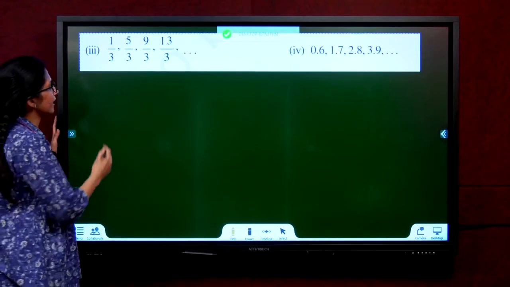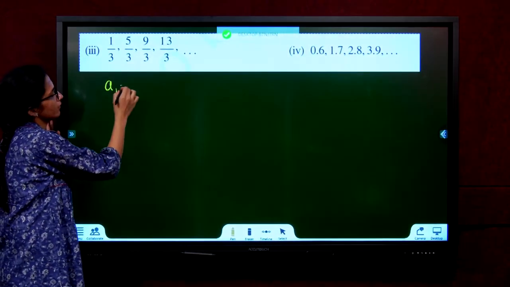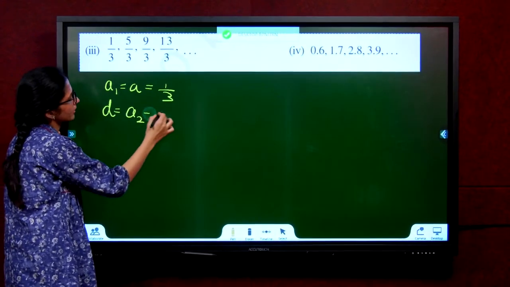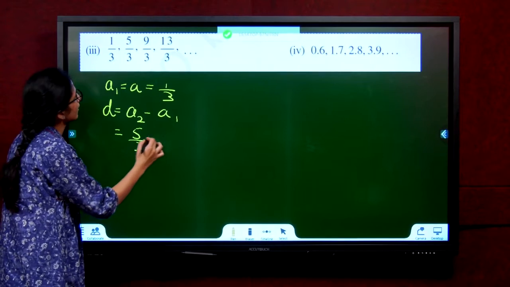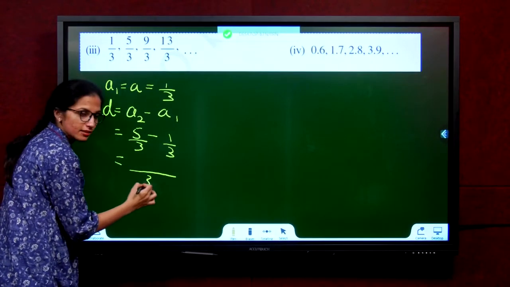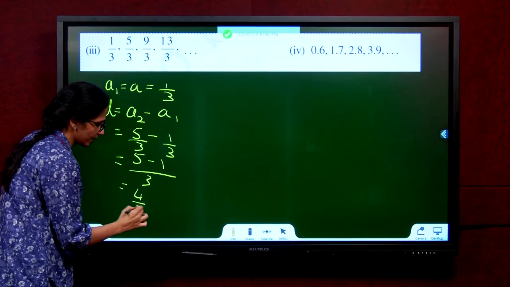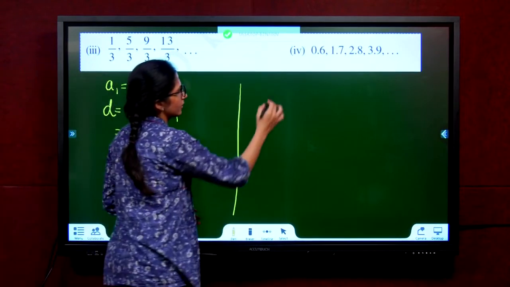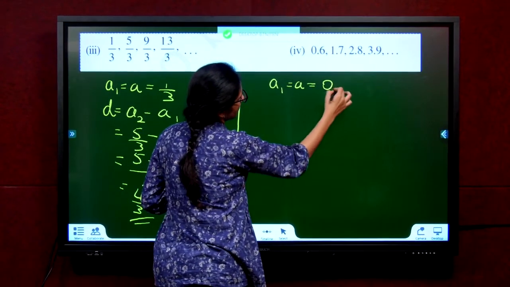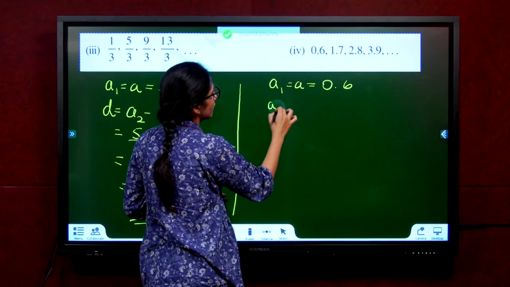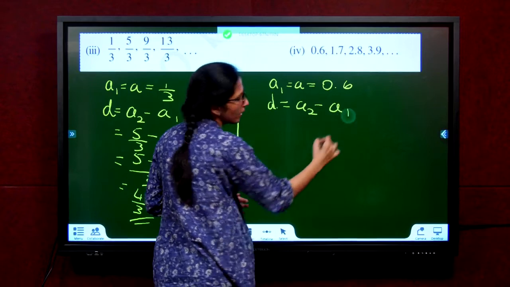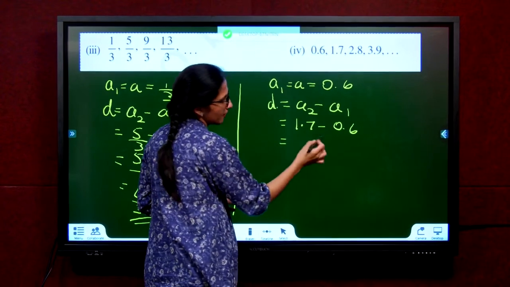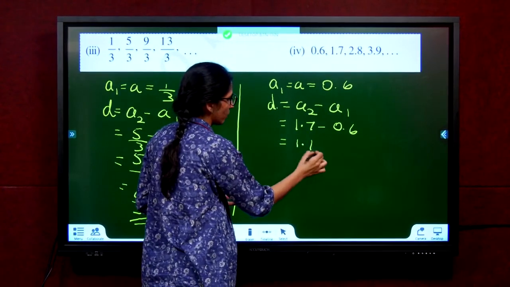Same type, it is given as it is an AP, so just find the first term, A1 or A, it's 1 by 3. Next you have D, which is A2 minus A1. A2 is 5 by 3, A1 is 1 by 3, LCM is 3, 5 minus 1, 4 by 3. I hope it's understood, it's very easy, that's why I went fast. Coming over here, A1 or A, both are same, 0.6. Next you have D, which is A2 minus A1. A2 is 1.7, A1 is 0.6. Subtract these two, you will get 1.1.